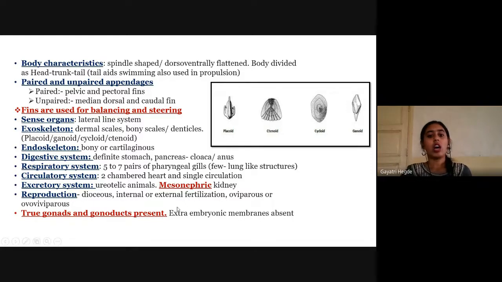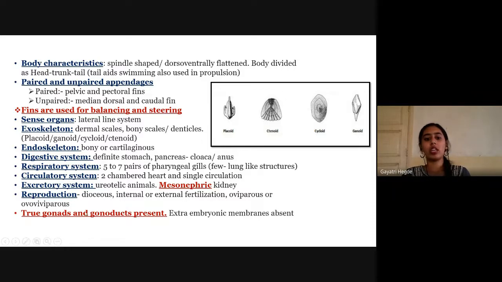Okay. Now fertilization can be internal or it can be external. If it is internal fertilization, then it will be ovoviviparous. Still they will lay eggs, even if the fertilization is internal. Fertilization matlab union of male and female gamete. So even if the union of gametes is happening inside the body, it will lay eggs and the embryo will be developed inside the egg.